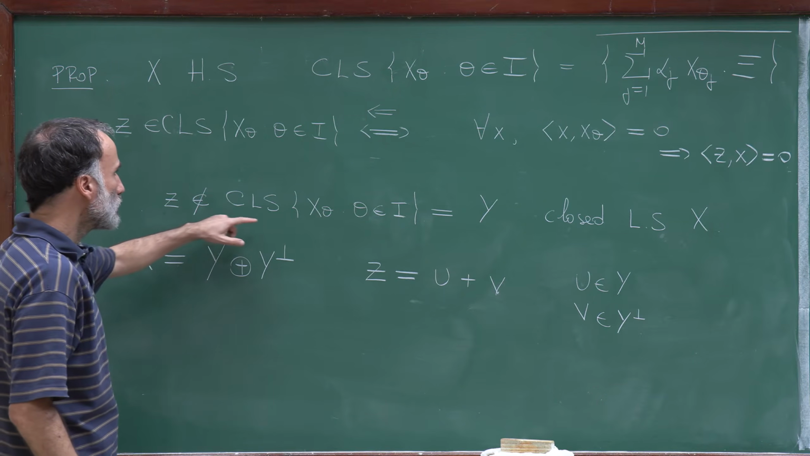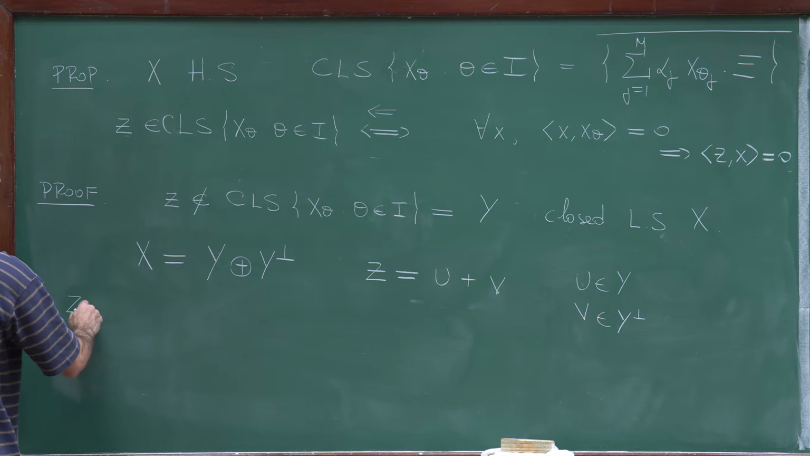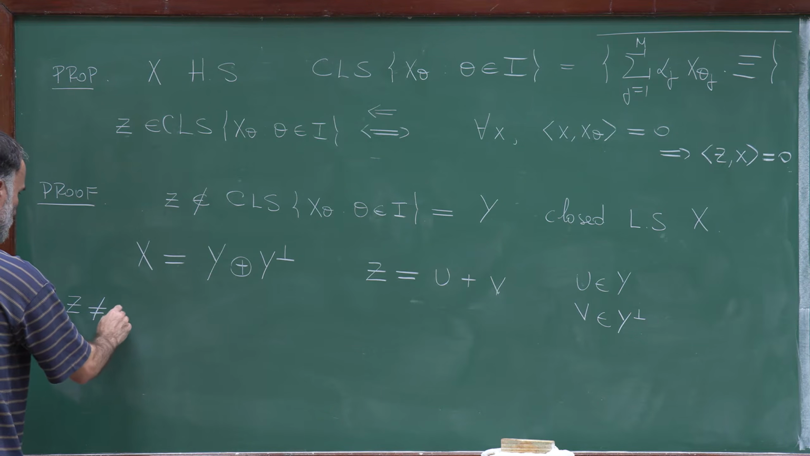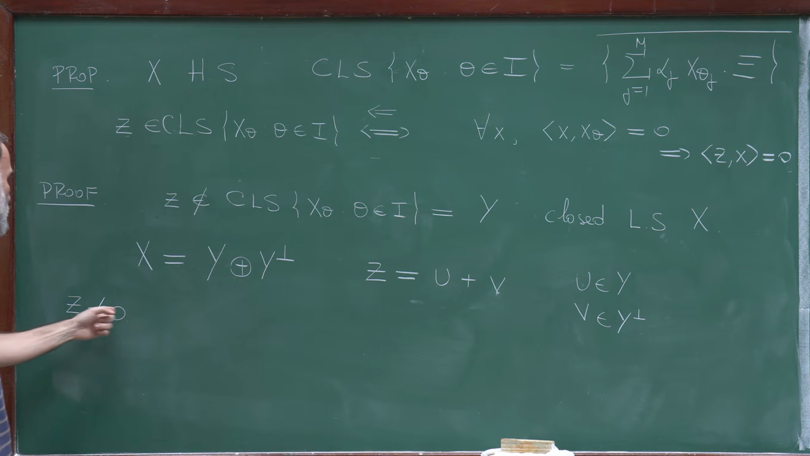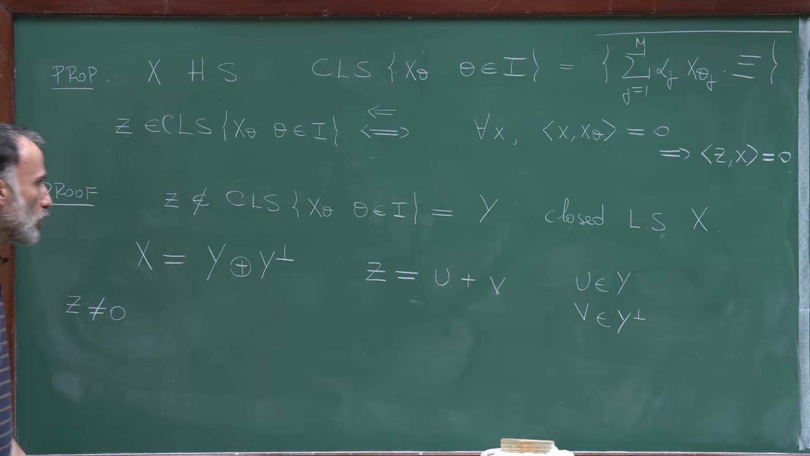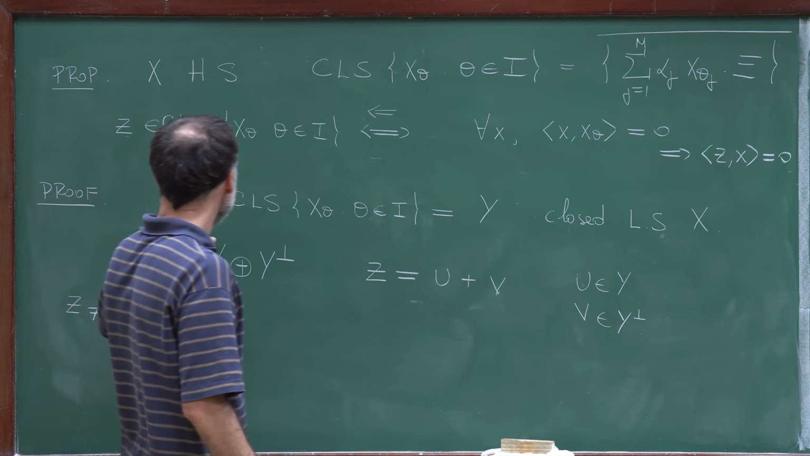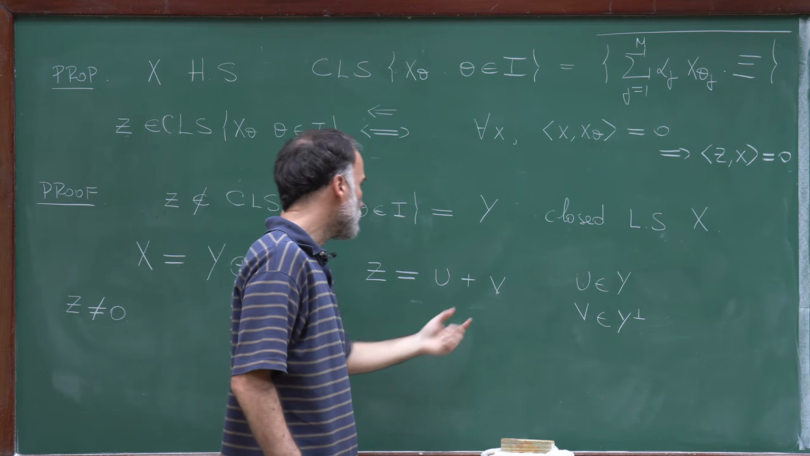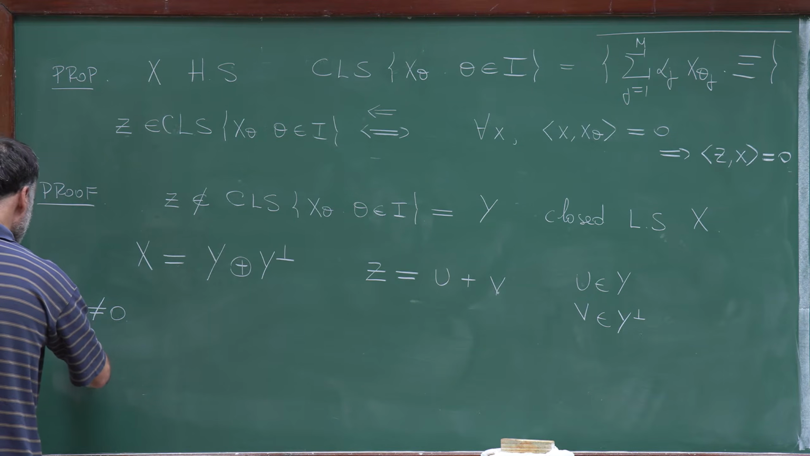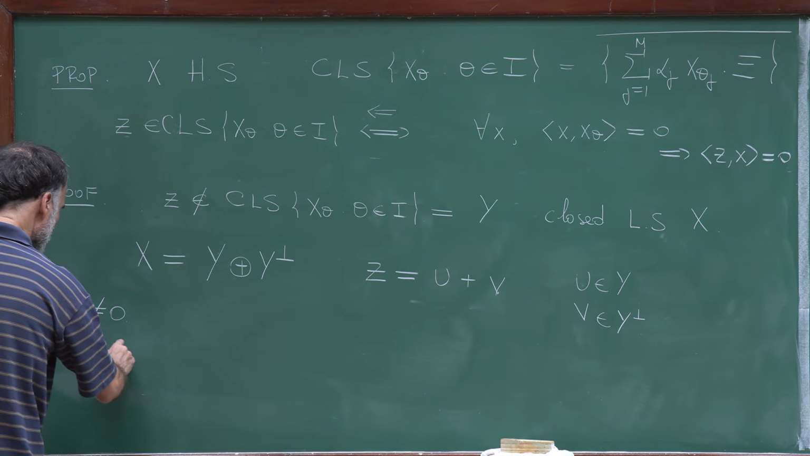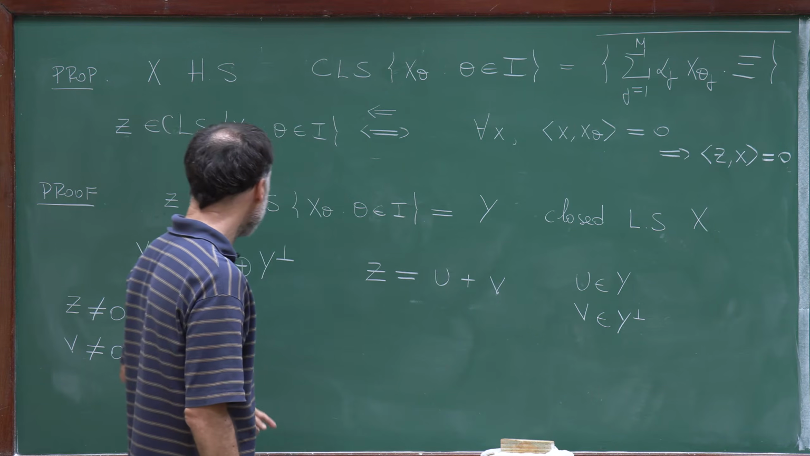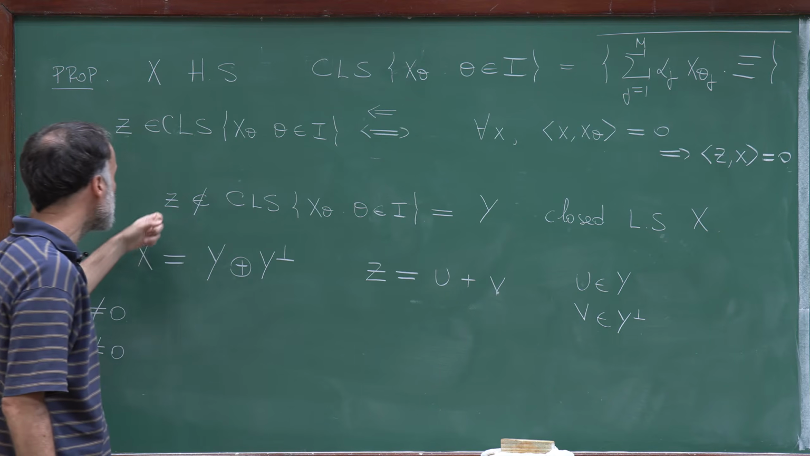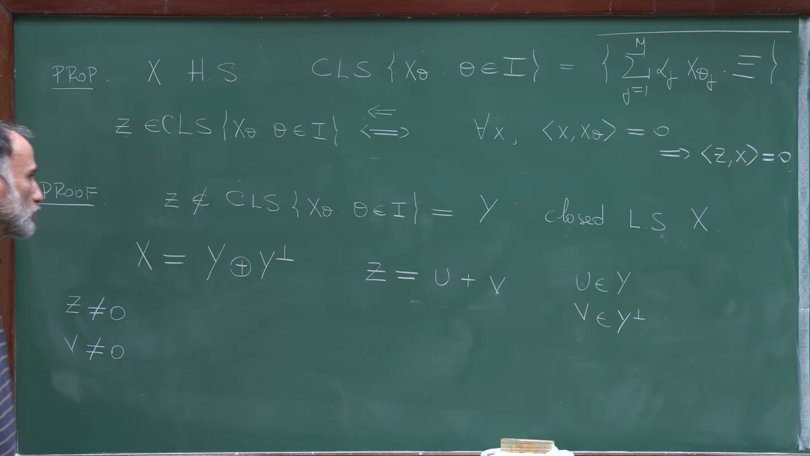So since Z doesn't belong to the closed linear span, Z is different from 0. Right? Because this linear space contains 0. Also, Z doesn't belong to Y, so V has to be different from 0. Because if V is equal to 0, this means that Z is equal to U, but U is an element of Y, and I'm assuming that Z does not belong to Y. So V is different from 0.